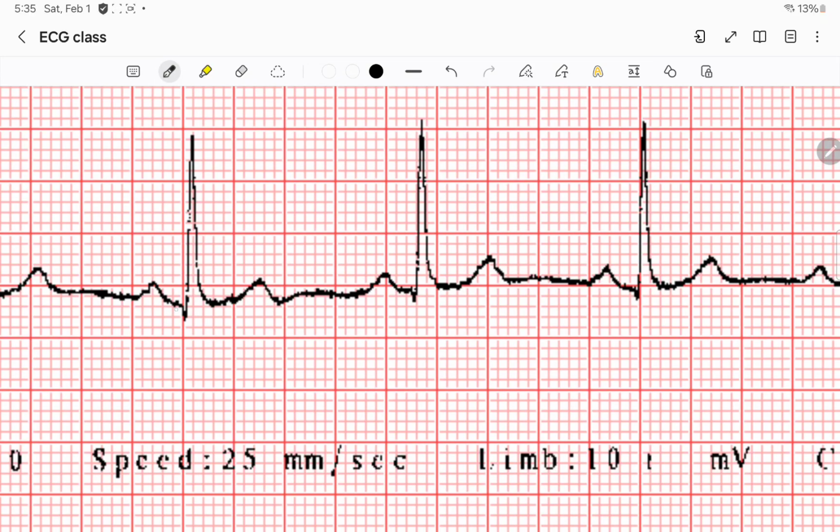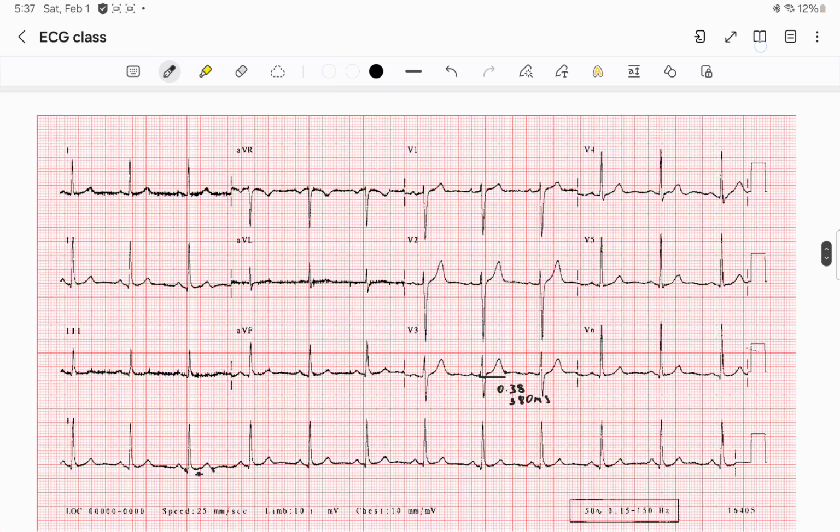So this is lead 2. About right here, this would be 0.2, right? And then 0.2, 0.24, 0.28, 0.32, 0.36 and a half. So I guess it was correct, about 0.38. Okay, so this is normal.